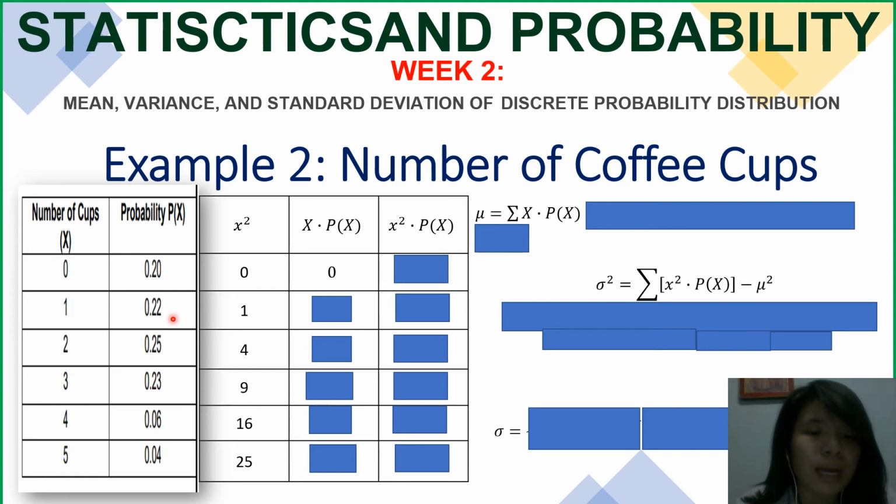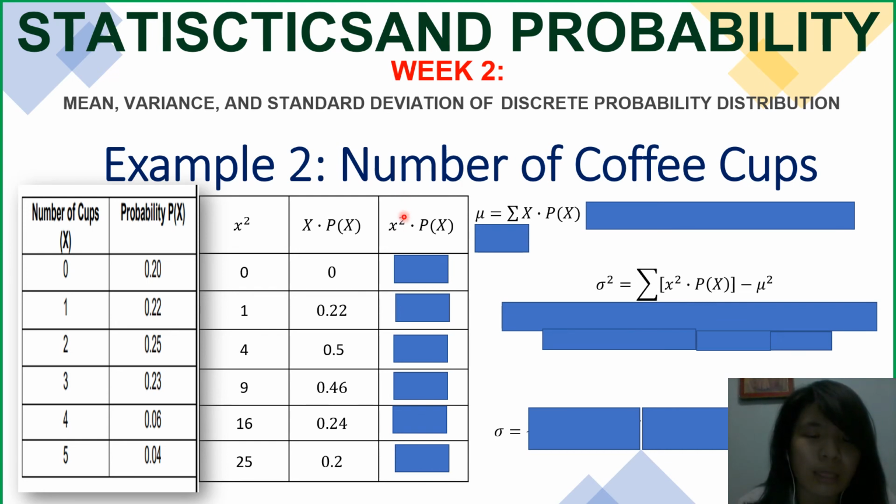1 multiplied by 0.22, that is 0.22, and 2 multiplied by 0.25, that is 0.5. You can use a calculator if you like. 3 multiplied by 0.23, that is 0.69. 4 multiplied by 0.06, that is 0.24. 5 multiplied by 0.04, that is 0.2.